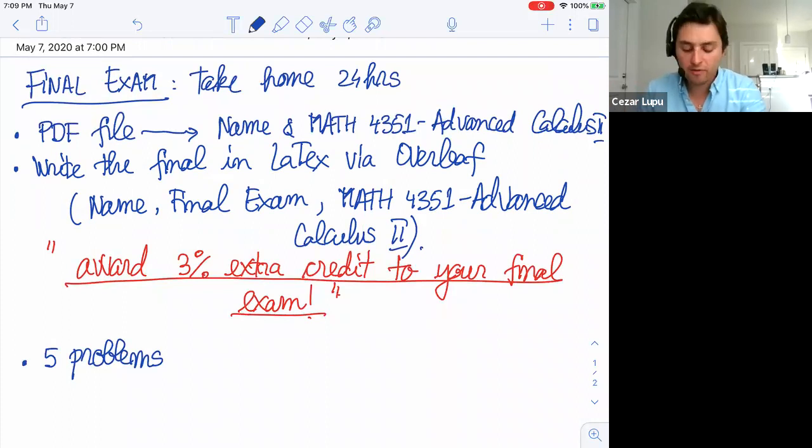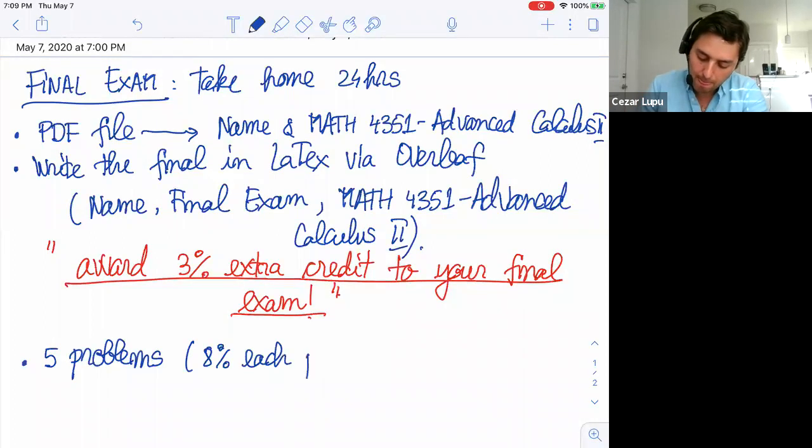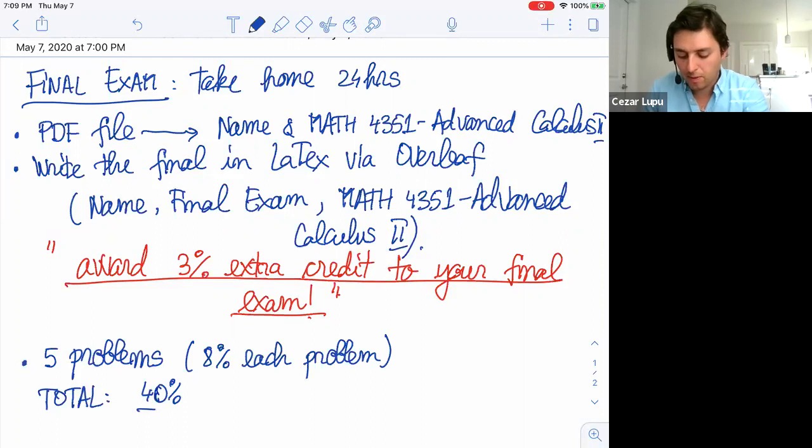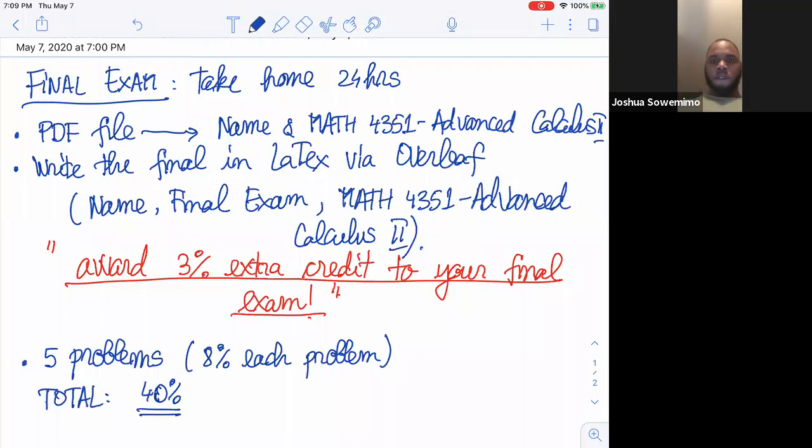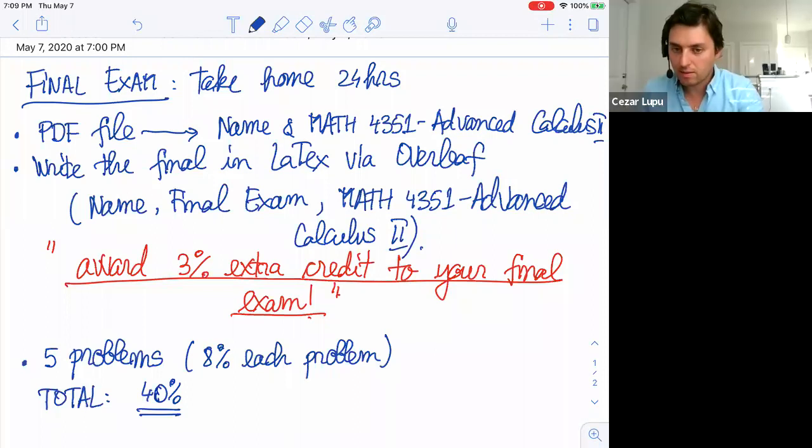So there'll be 5 problems, 8% each problem. So in total, you'll have 40%, just like your homework. There will be no extra credit problems. The only extra credit is that 3% if you write the exam via Overleaf. Like I said, please write with as many details as possible.